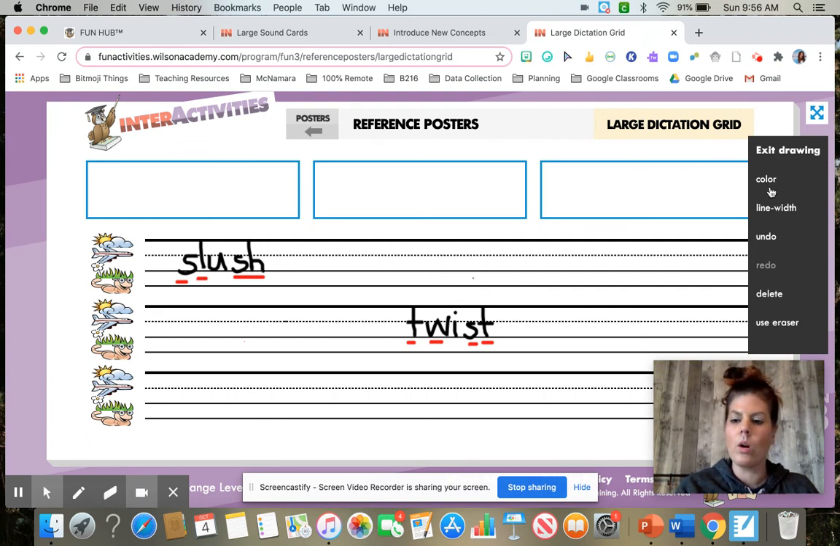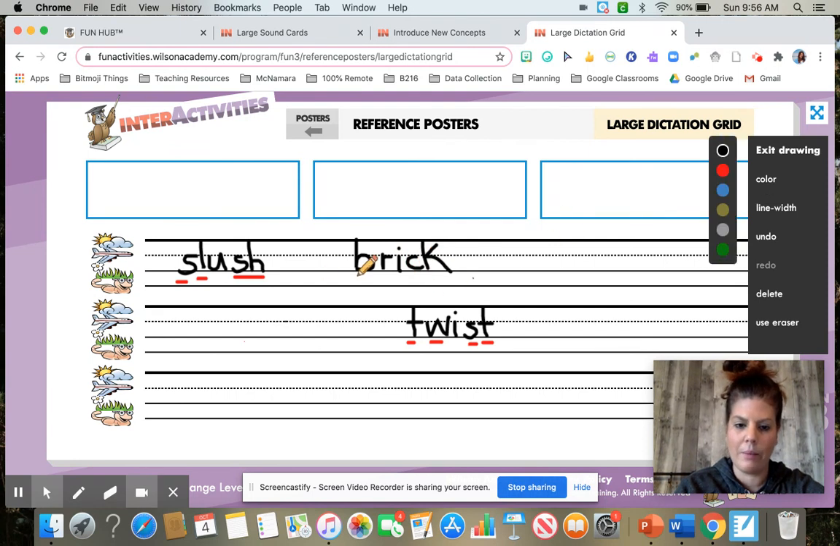Let's go ahead and write the word brick. My house is made of brick. B-r-i-c-k, brick. Now we're going to write B-r-i-c-k, brick. And let's mark it up. We've got B-r-i-c-k. That CK is one sound, so it gets one line.